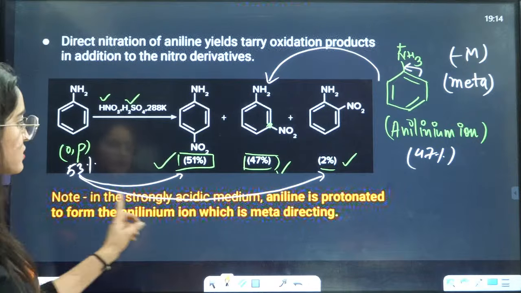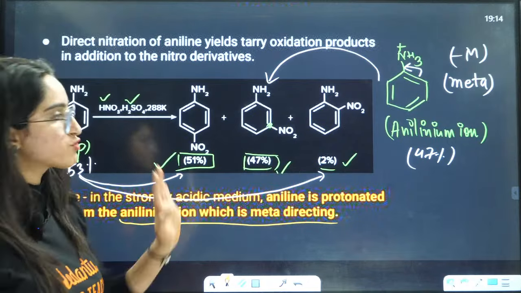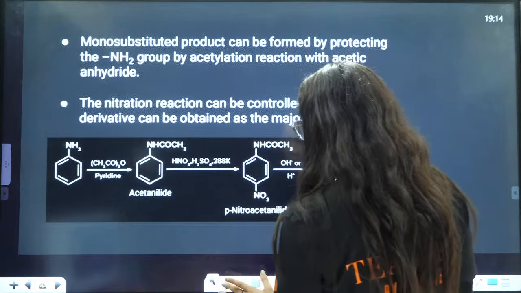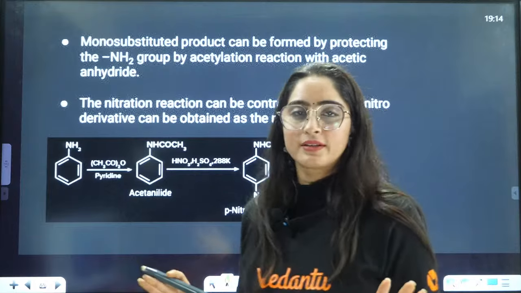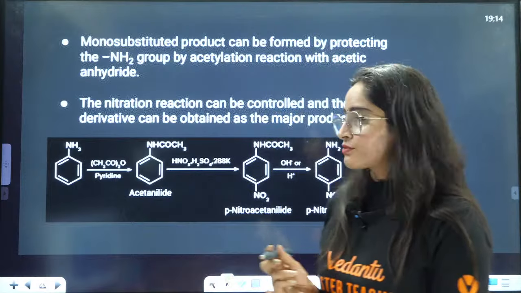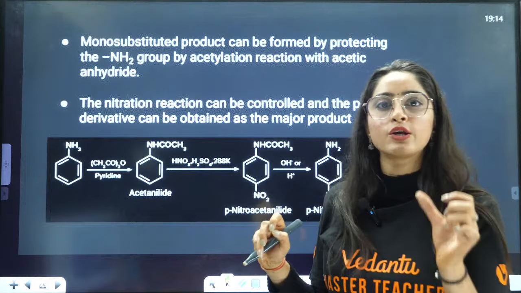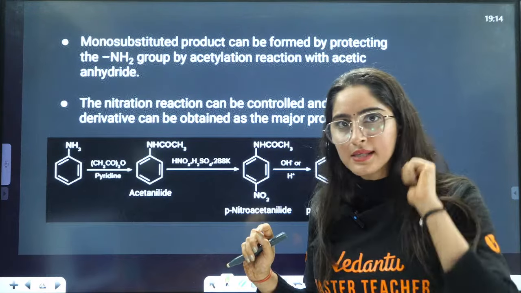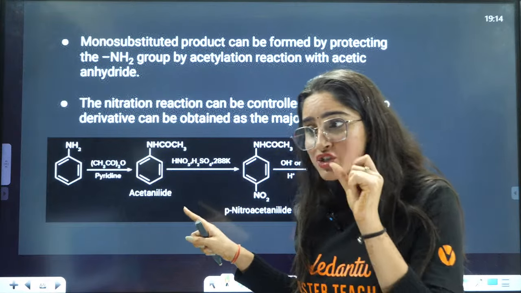Now, in this strongly acidic medium, aniline is protonated to anilinium ions, which is meta-directing, that I have shown you here, right? Now, let us see. If you say, ma'am, I want to get mono-substituted para product, what should I do? I'm telling you, students, you should again do the acetylation. This is again a very important question, right? So, doing the acetylation, one hydrogen will be substituted by COCH3. Done. COCH3 is substituted here. Easy. After that, you add the nitrating mixture here, right?